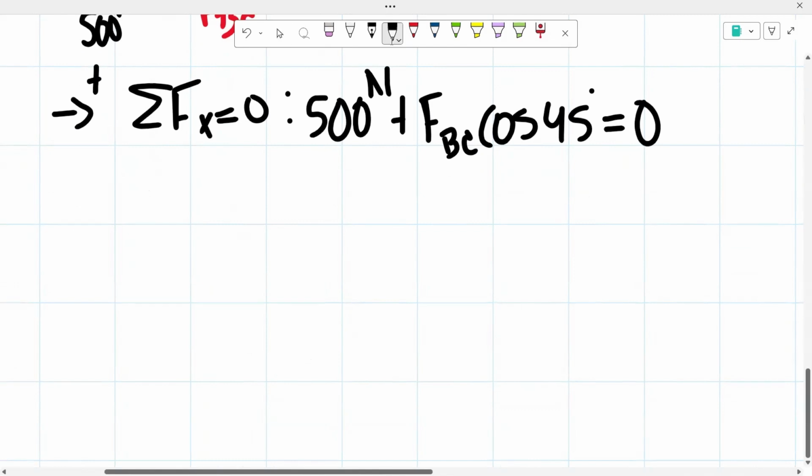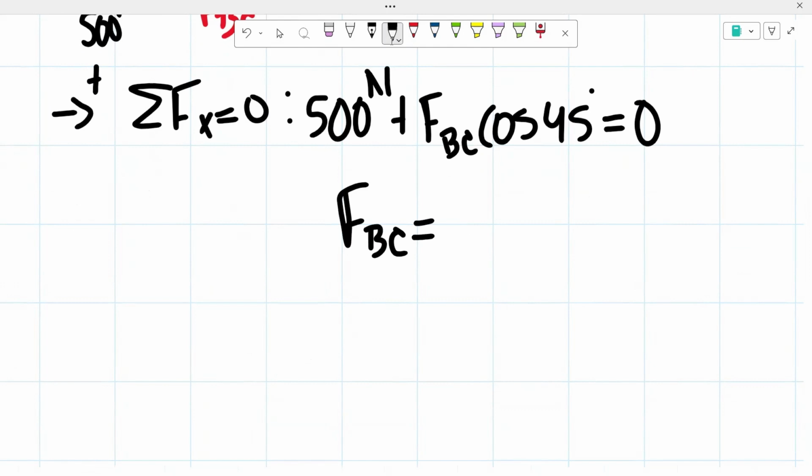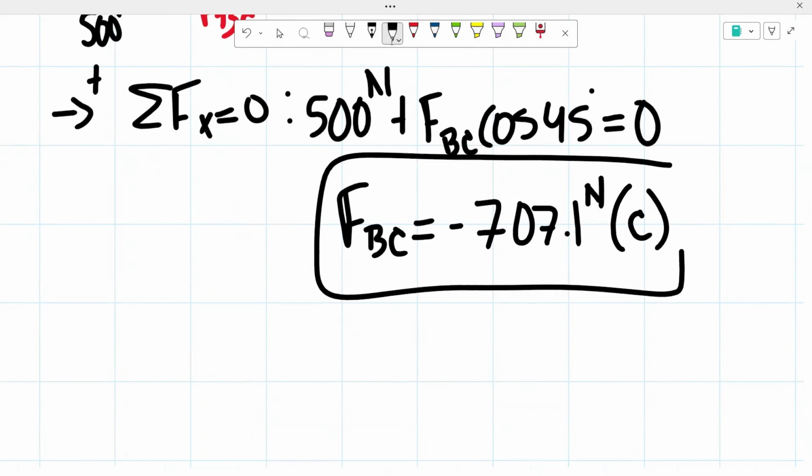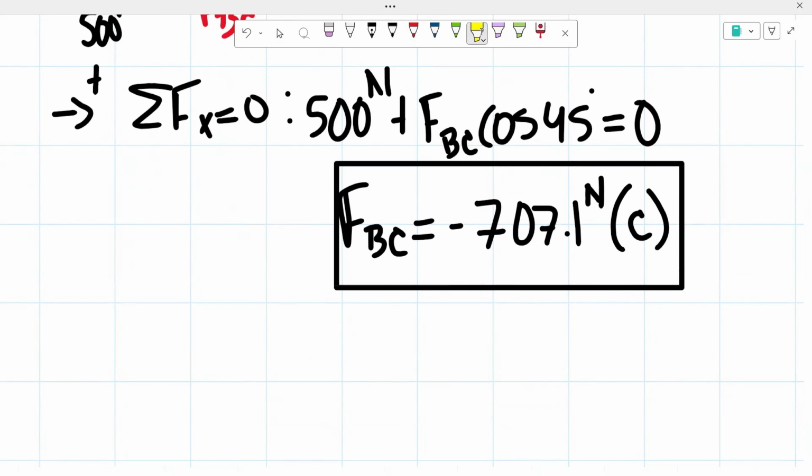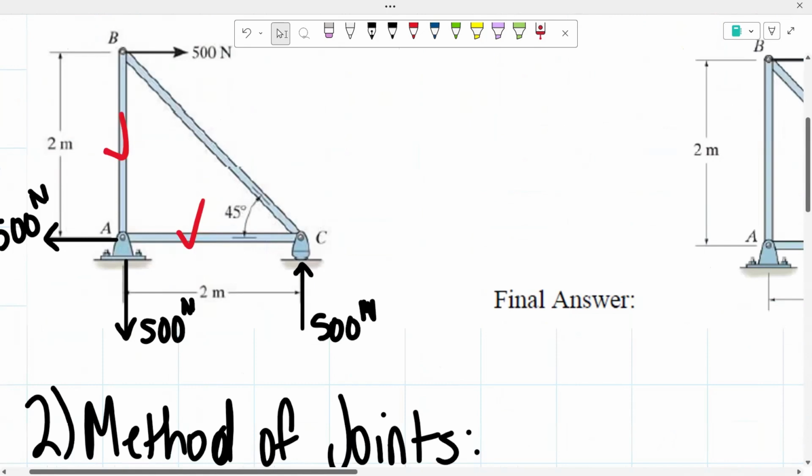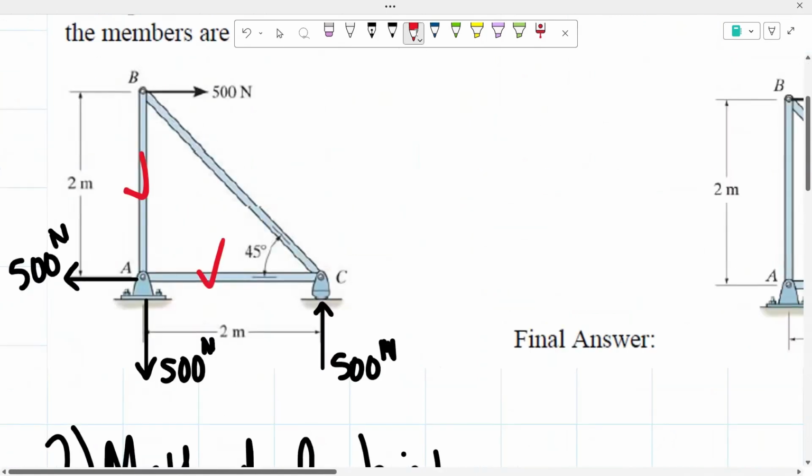So from here, we would just solve for force BC. We end up getting that force BC is equal to negative 707.1 newtons. In this case, we got a negative number, so that means that it's going to be in compression. So now we could go ahead and check off that we determined the force in the bar BC.